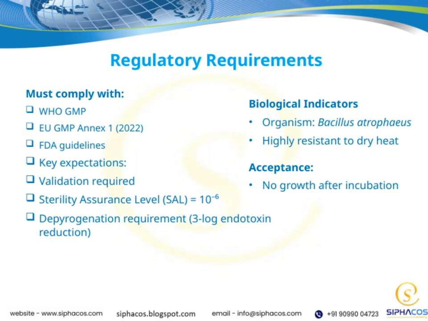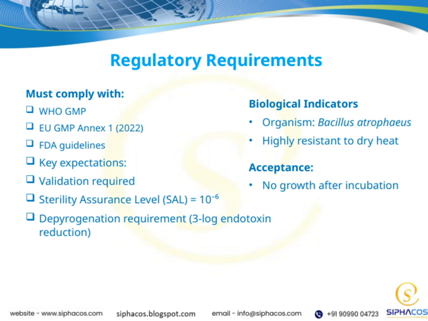Now, moving on to regulatory requirements. These are crucial to ensure our sterilization processes meet international standards. We must comply with WHO GMP, EU GMP Annex 1 from 2022, and FDA guidelines. These frameworks set the expectations for validation and quality assurance. Speaking of validation, it's a key aspect here. We need to validate our sterilization processes to achieve a sterility assurance level of 10 to the -6, which means we are ensuring a very high probability that no viable microorganisms remain.